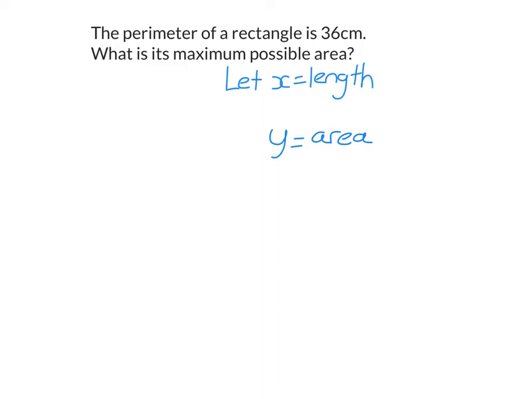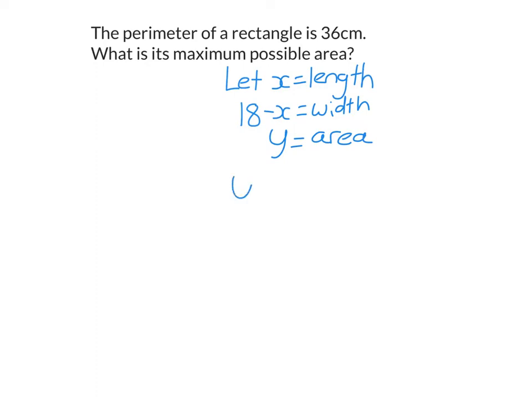Instead, what we're going to do is we're going to write the length in terms of x. So if the length is x, the width is going to be 18 minus x. That's because the length and the width add to half the perimeter, because double this plus double this equals 36. So, if the length was 12 centimeters, the width would be 18 minus 12, which is 6, because 12 plus 12 plus 6 plus 6 equals 36.